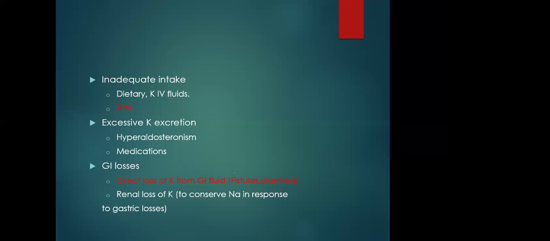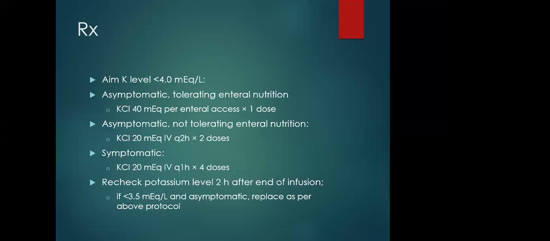We also have renal loss of potassium to conserve sodium in response to gastric losses. So in this area, the aim of potassium is to correct it to the level of 4 milliequivalent per liter. So if the patient is asymptomatic and they are tolerating enteral nutrition, you can opt to give KCl 40 milliequivalent per enteral access, and you can give it in one dose.